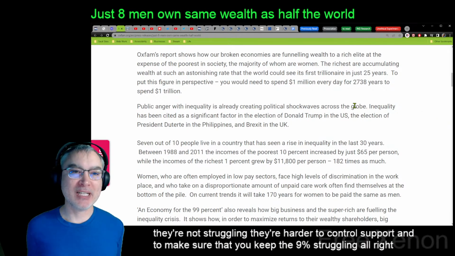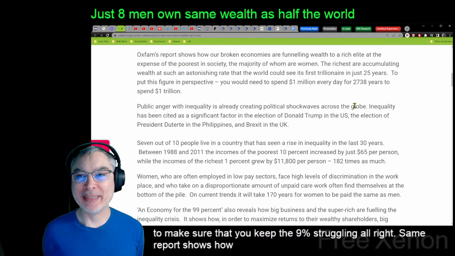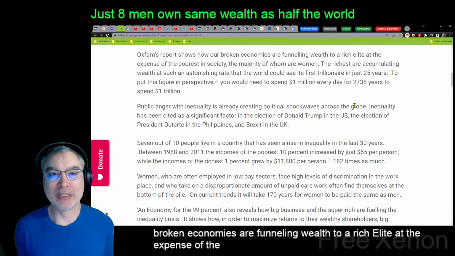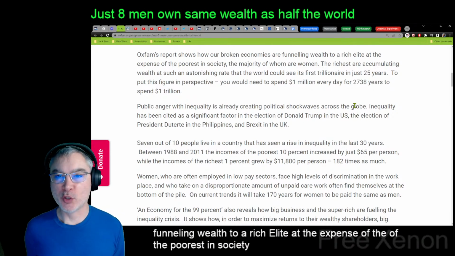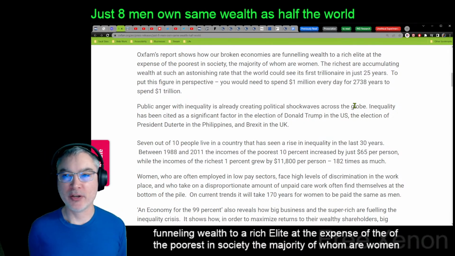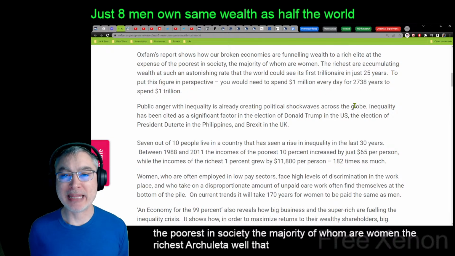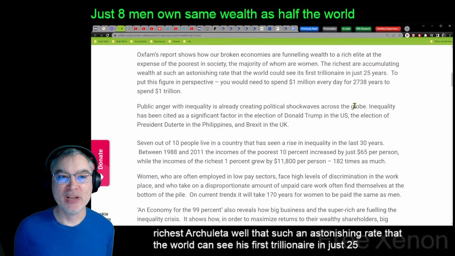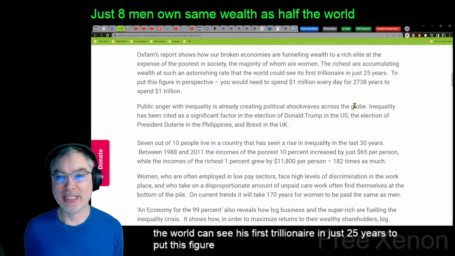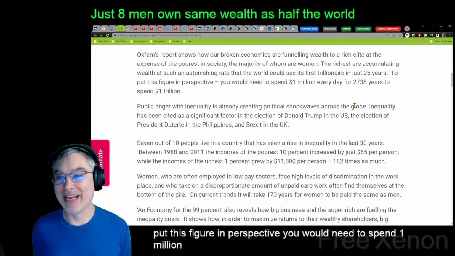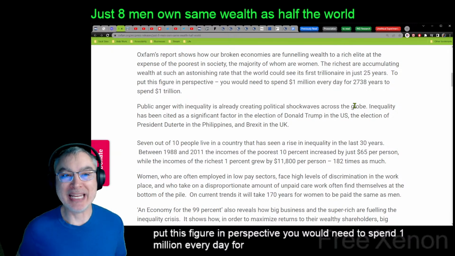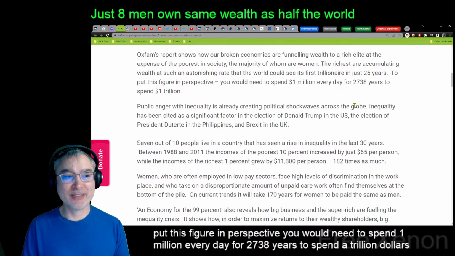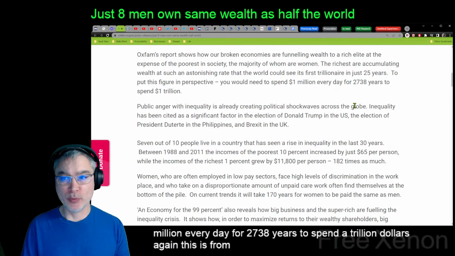All right. Oxfam's report shows how our broken economies are funneling wealth to a rich elite at the expense of the poorest in society, the majority of whom are women. The richest are accumulating wealth at such an astonishing rate that the world could see its first trillionaire in just 25 years. To put this figure in perspective, you would need to spend $1 million every day for 2,738 years to spend $1 trillion. Now, again, this is from 2017, so this is 5 years old.